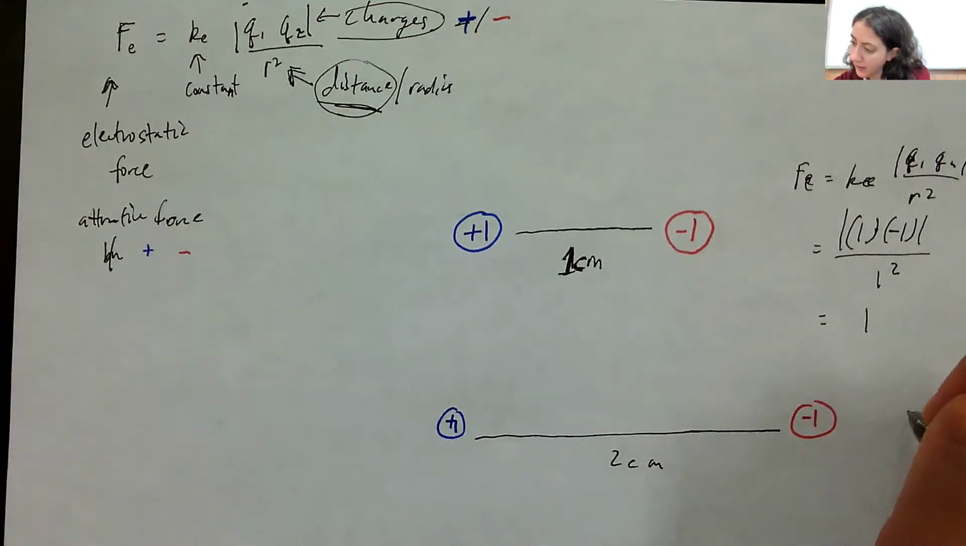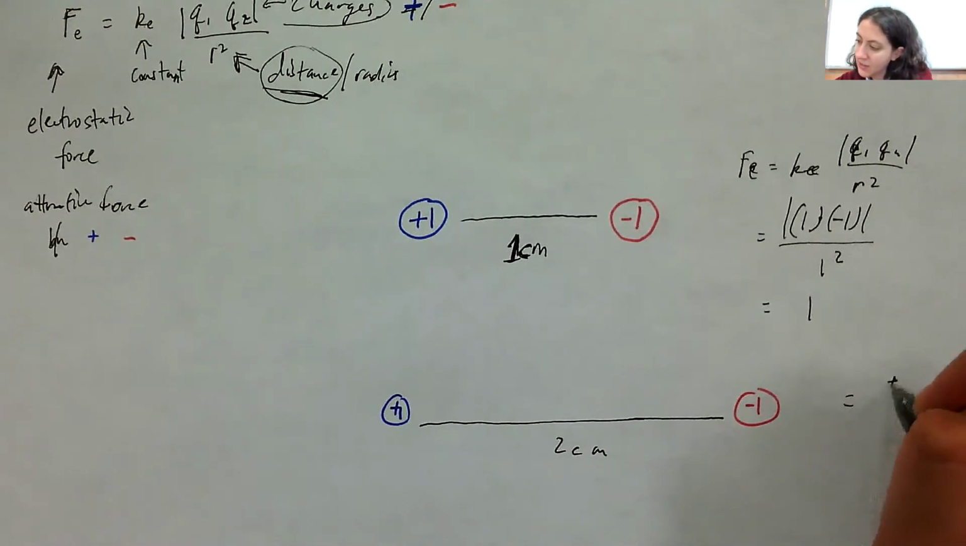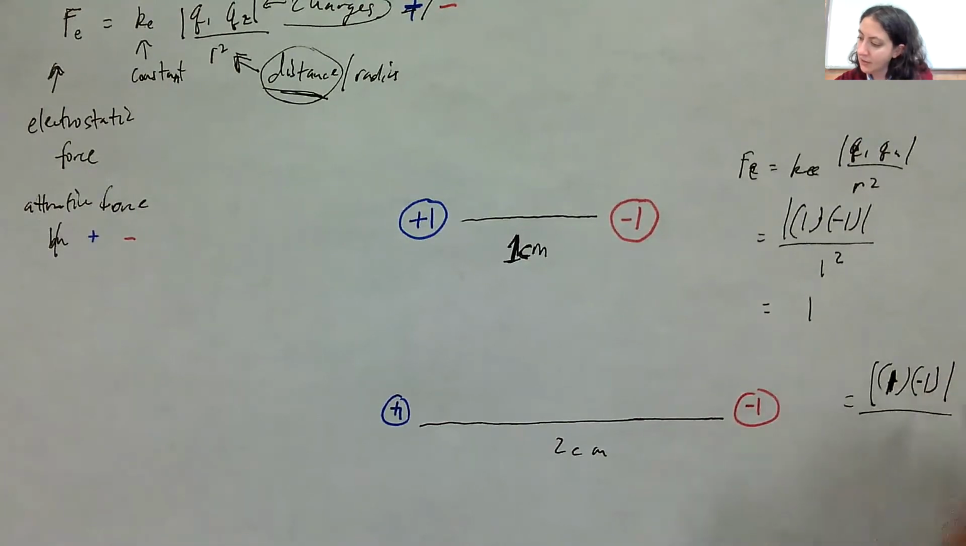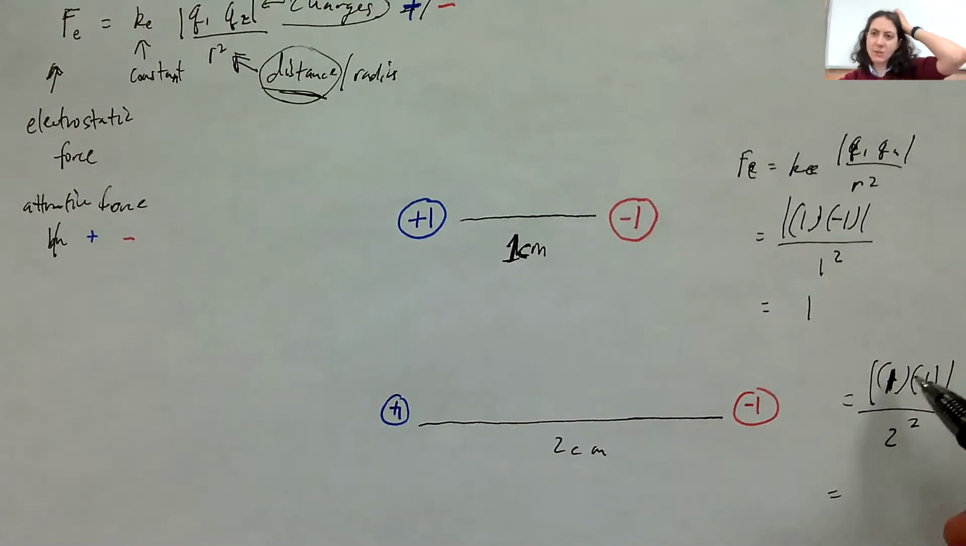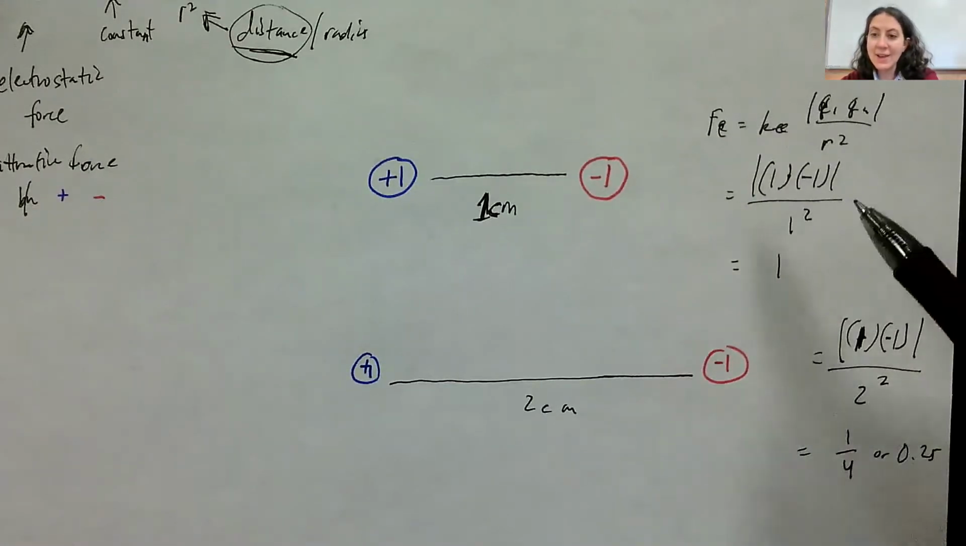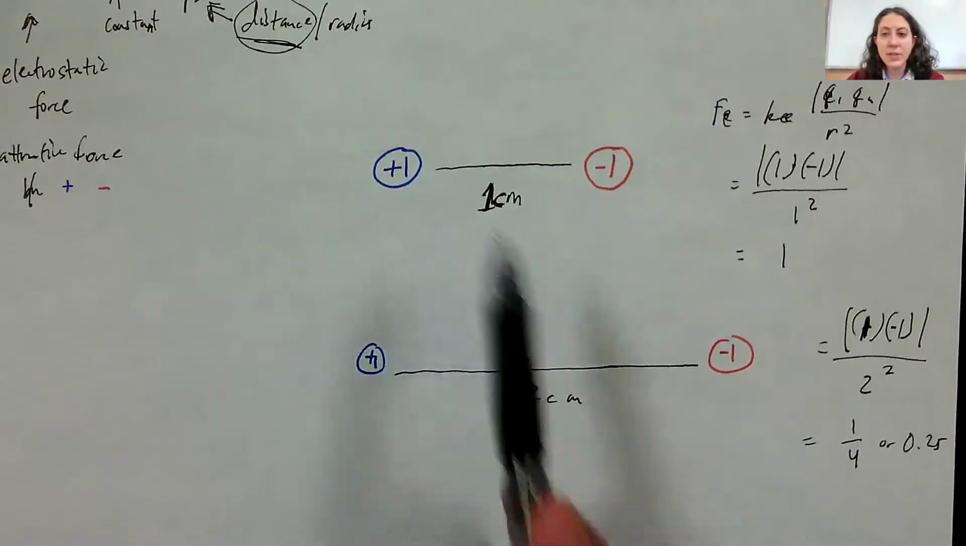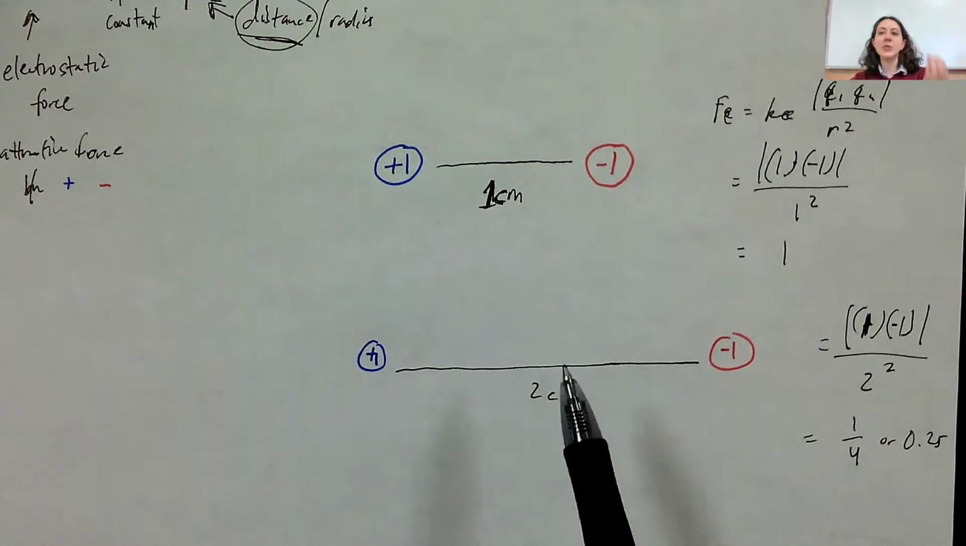So let's just confirm that real quick. I'm going to use that same equation from before. This time we have, once again, a +1 charge and a -1 charge. We're going to take the absolute value of those, and we're going to divide this by 2 squared. So 1 times -1 is -1, but absolute value is 1. And then 2 squared is 4. So that's going to be 1/4 or 0.25. So that is definitely less than 1. So we can say that the further apart these two charged particles are, the less attractive force they're going to have with each other.